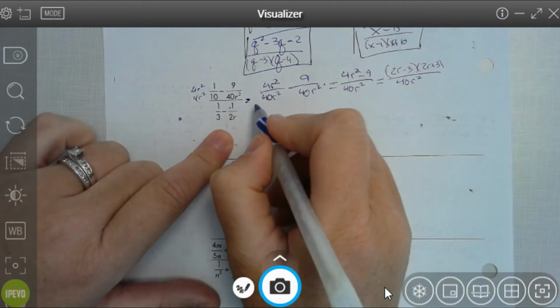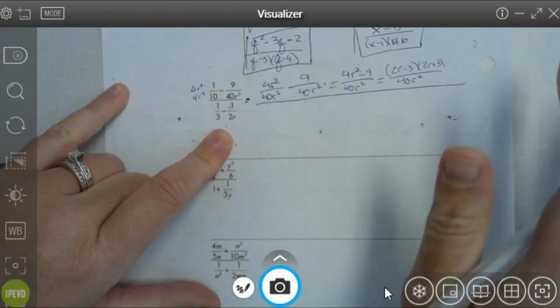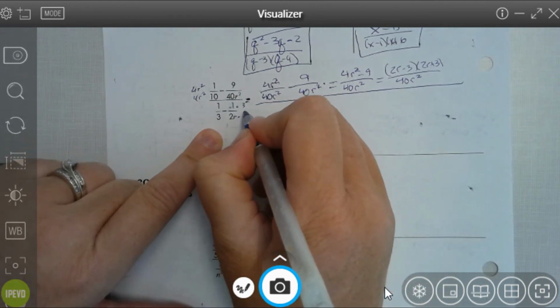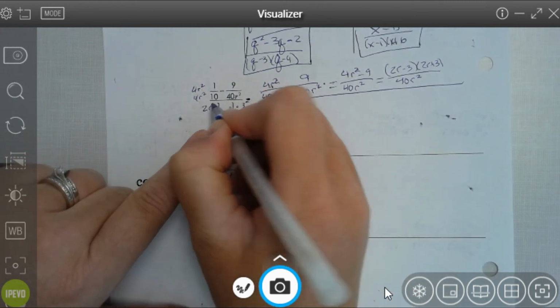All right, now we're going to do the whole bottom. So top's done. Let's work on the bottom. So get a common denominator here. I'm going to multiply this side by 3 and this side by a 2r.